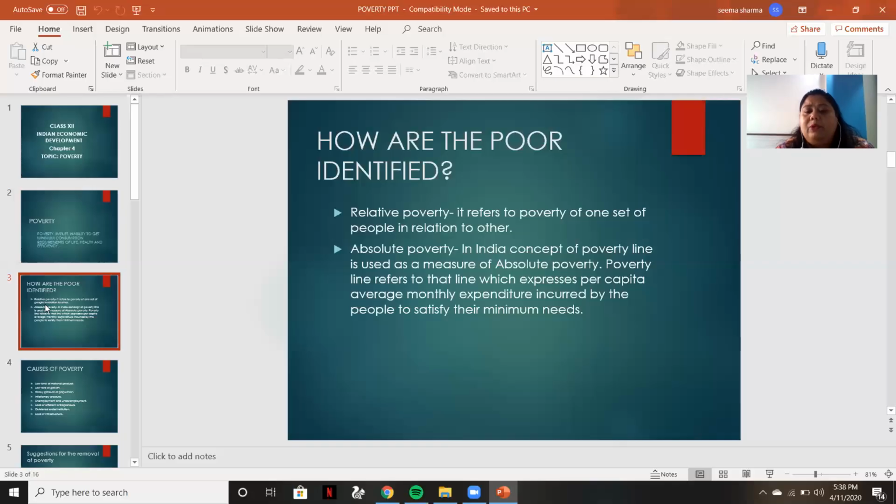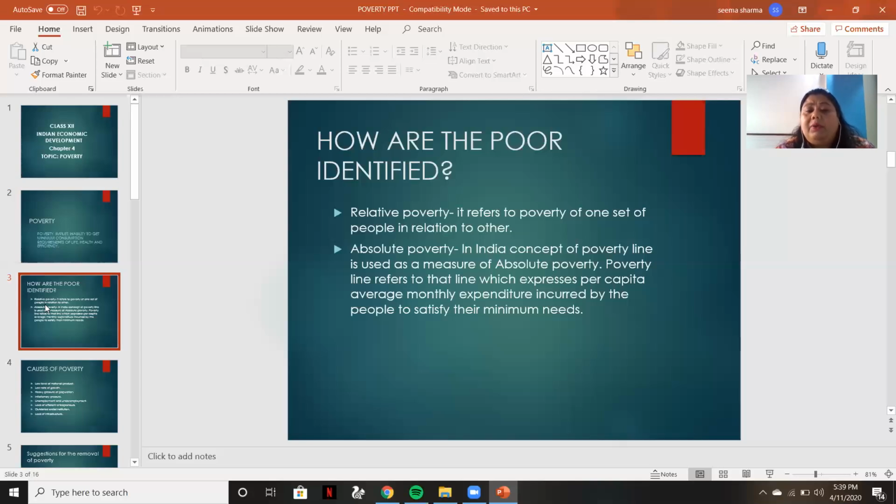So I'm reading here, absolute poverty. In India, the concept of poverty line is used to measure absolute poverty. Poverty line refers to that line which expresses per capita average monthly expenditure incurred by the people to satisfy their minimum needs. And now this poverty line can be expressed in two ways. First is calorie intake and second is per month expenditure. It would be different for rural area and it would be different for urban area. So your homework is to find out what is the poverty line recently for the urban area and the rural area. So this is all about absolute poverty.